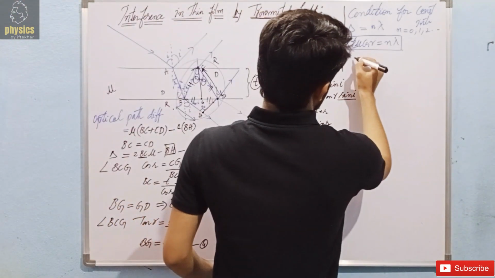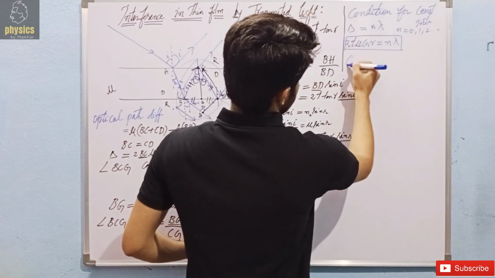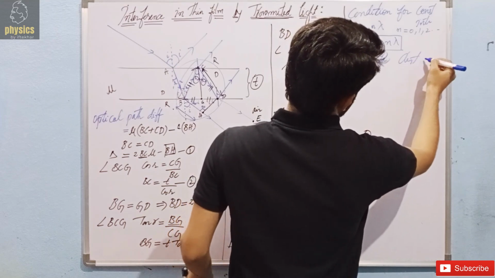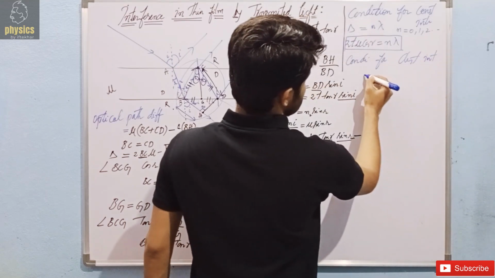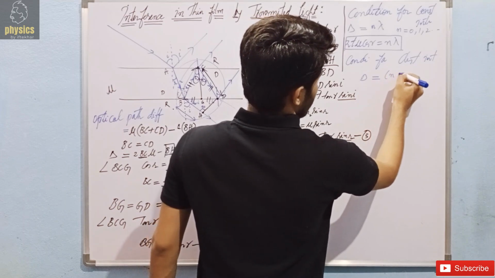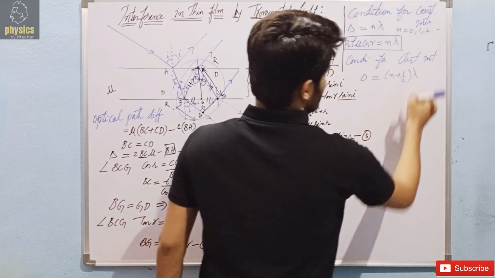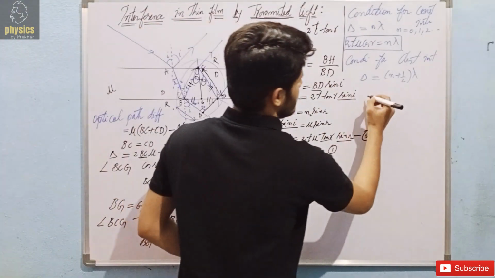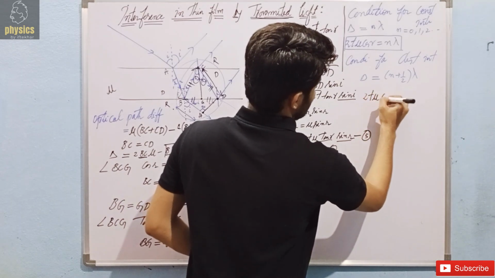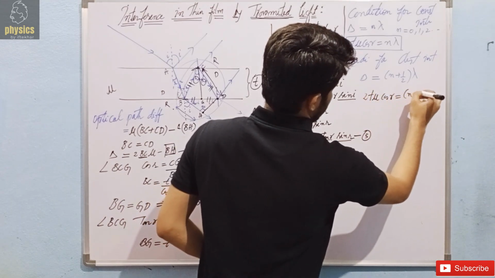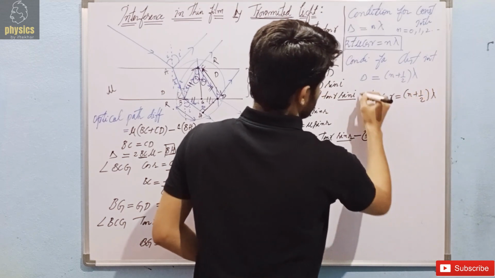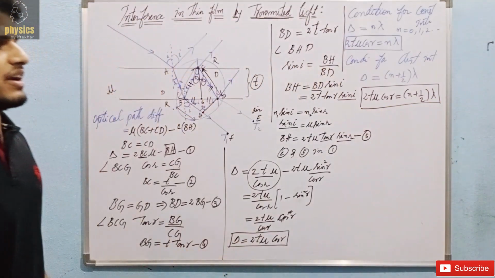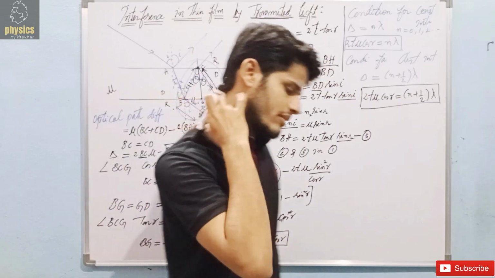Similarly, we can find out the condition for destructive interference, that is, the path difference will be n plus half into lambda. So if I equate it to this path difference, I'll be getting 2t mu cos r is equal to n plus half lambda. So this is the path difference condition for transmitted light rays to get destructive interference.